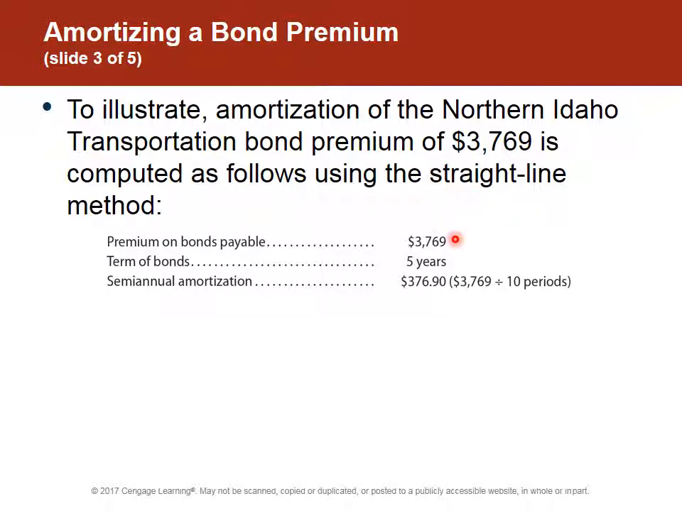$3,769 is our premium, 5 years. Semi-annual interest means 10 periods, $376.90 is going to be how much we amortize or spread out to offset the interest expense that Northern Idaho is paying, because their interest expense is just a little bit higher than they had anticipated because the effective rate dropped.